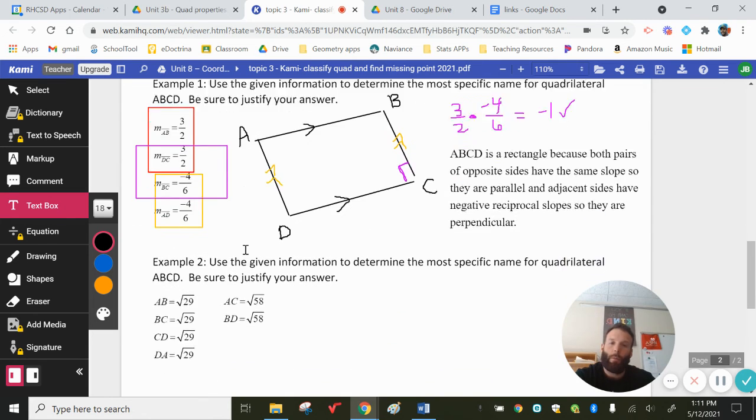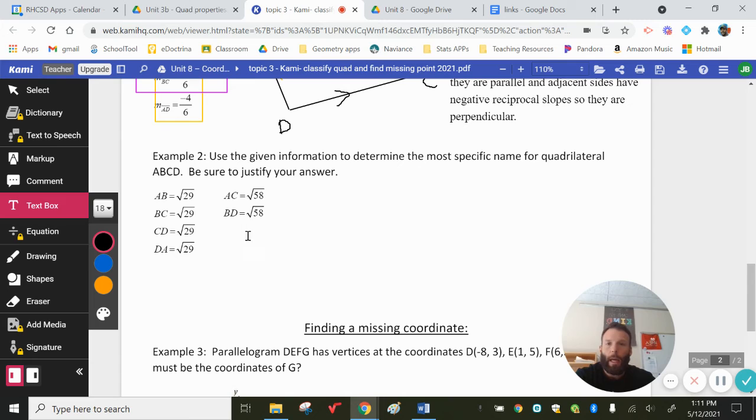Okay, let's look at one more of these. So here it says example 2. And in example 2, this is where I'm using this information again: determine the most specific name for the quadrilateral ABCD. So now it says AB equals, BC equals, CD equals, DA equals. This is not slopes. These are lengths. I'm given the length from A to B, the lengths of BC and CD and DA, and I can see that all four of these lengths are equal. And I'm also given the length of AC.